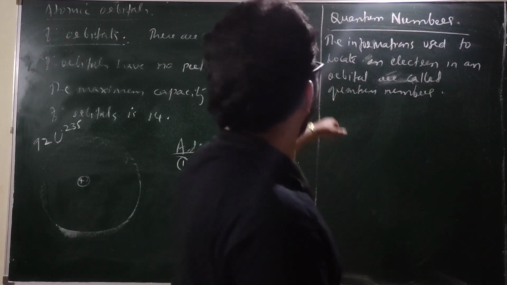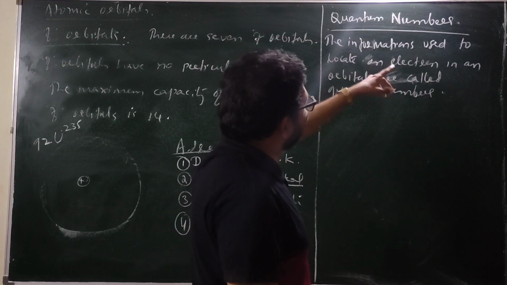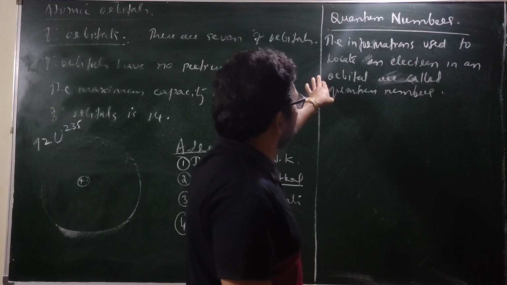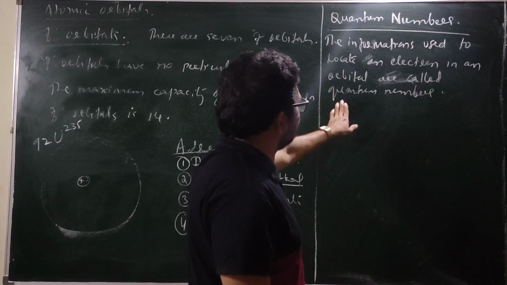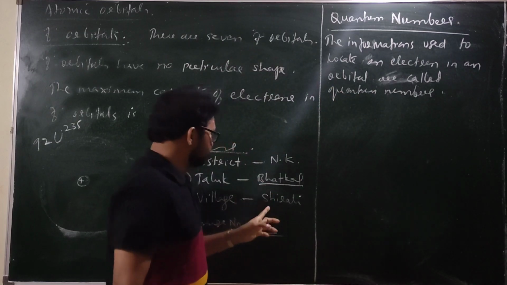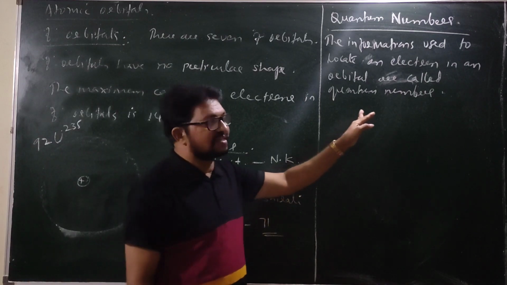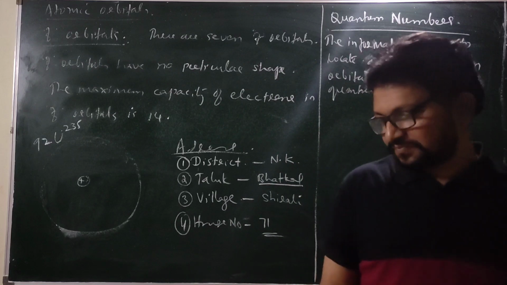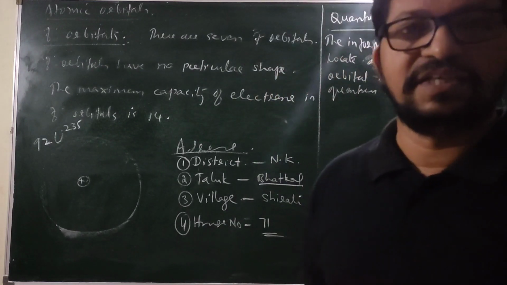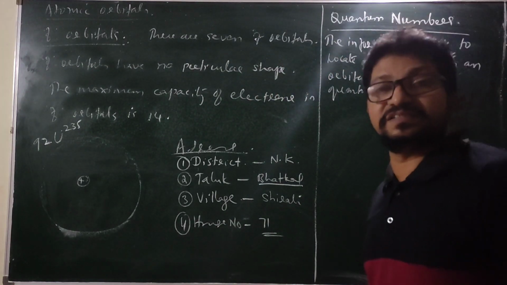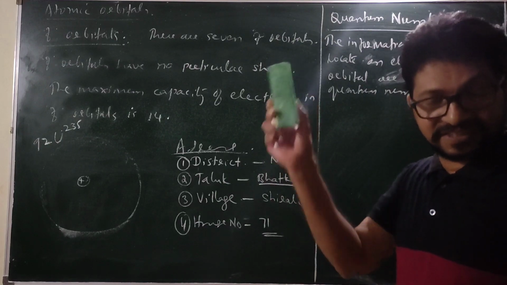That is why, what are quantum numbers? The informations used to locate an electron in an orbital are called quantum numbers. Like the informations used to search Ramesh. These are quantum numbers. Here also there are quantum numbers. Understand? Then what are the informations he used to locate his address?